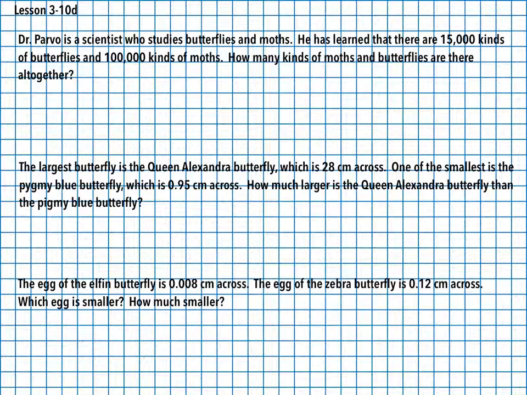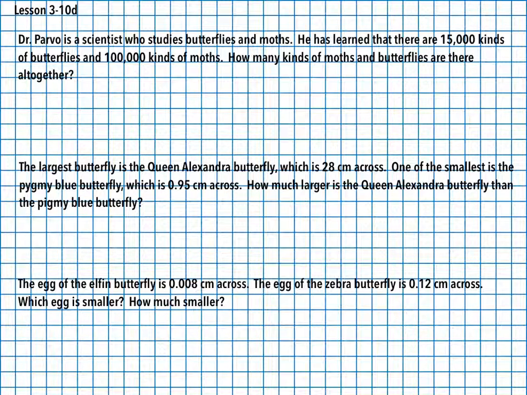Hopefully you are starting this video after you have already come up with a response for these questions. Let's go through the first one. Dr. Parvo, scientist, and so on. 15,000 kinds of butterflies, 100,000 kinds of moths. How many kinds of moths and butterflies are there all together?